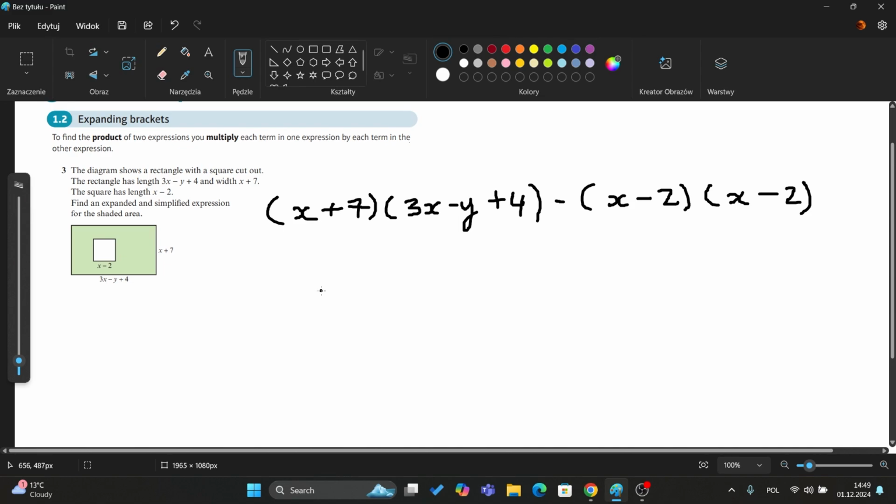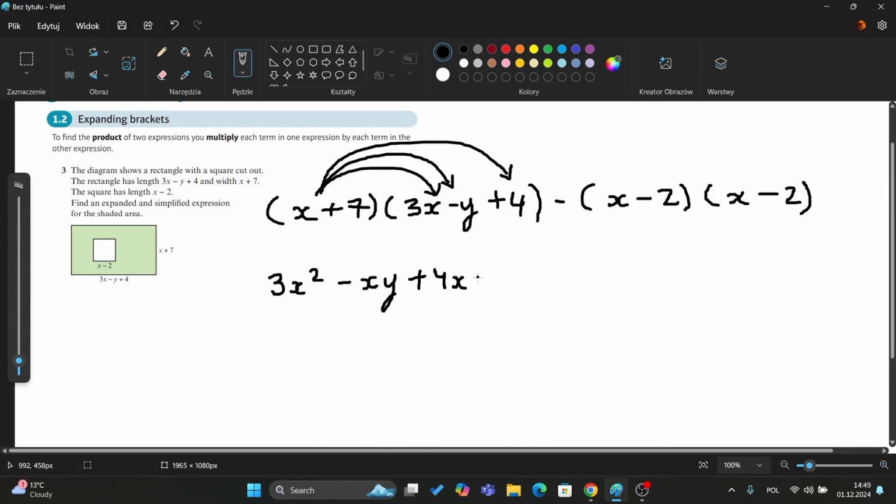So if we multiply out x plus 7 by 3x minus y plus 4, we get 3x squared, because x times 3x. We get minus xy, because x multiplied by minus y. We get 4x, because of x times 4. And here we get plus 21x, because 7 times 3x. And we get minus 7y, because of plus 7 times minus y, and plus 28 because of 7 times 4.